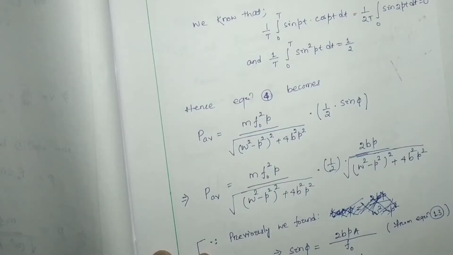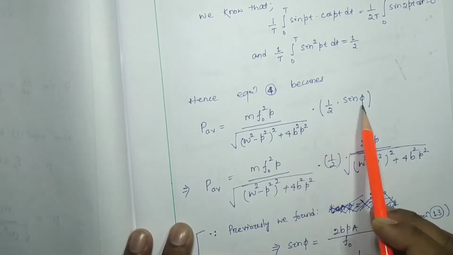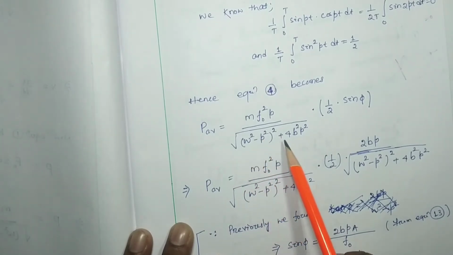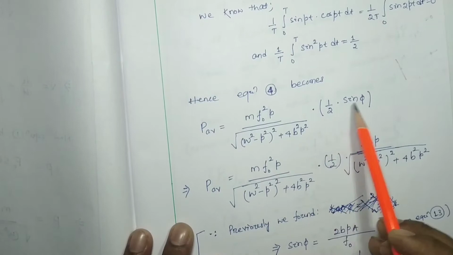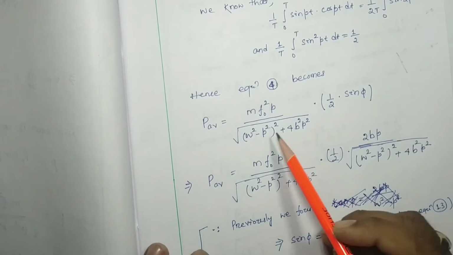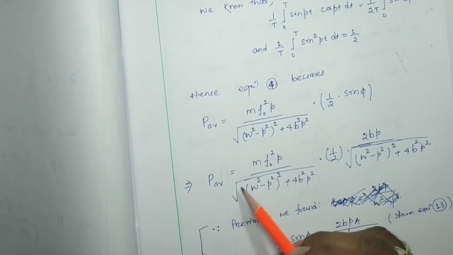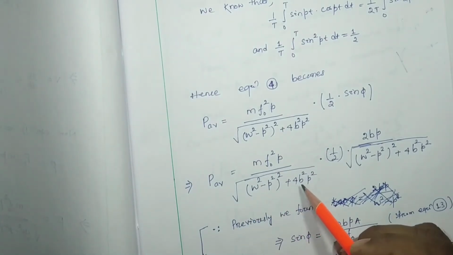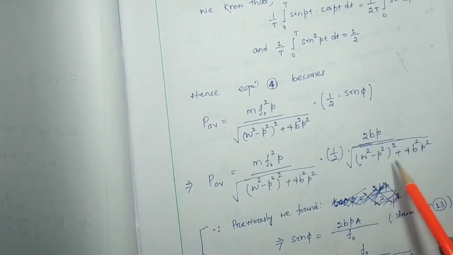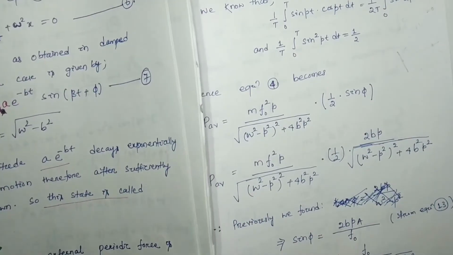Hence equation number 4 will be like this: m f0 square p, whole divided by (omega square minus p square) whole square plus 4 b square p square, into half sin phi. This term is written as usual: m f0 square p, whole divided by m times the square root of (omega square minus p square) whole square plus 4 b square p square, into 1 by 2. Sin phi can be written as this much, because previously we found sin phi is this much. I will show you, just wait.